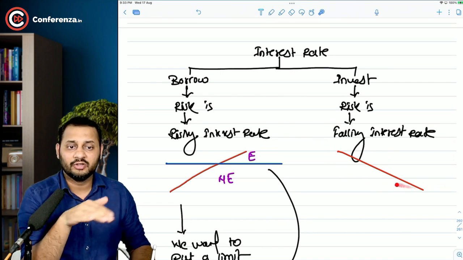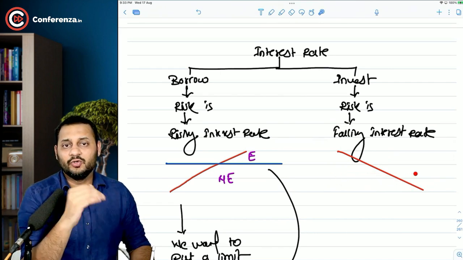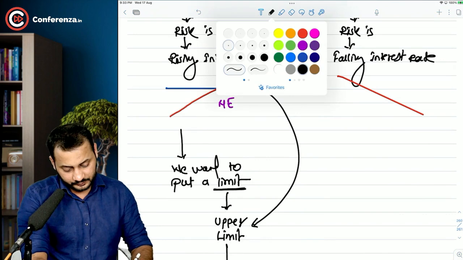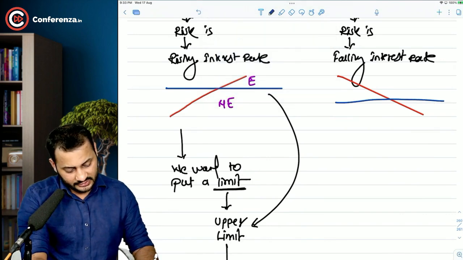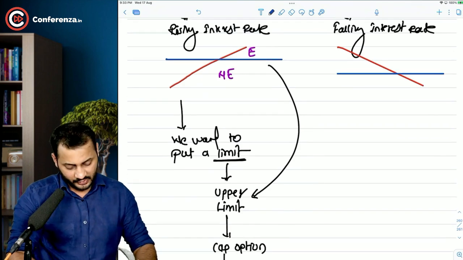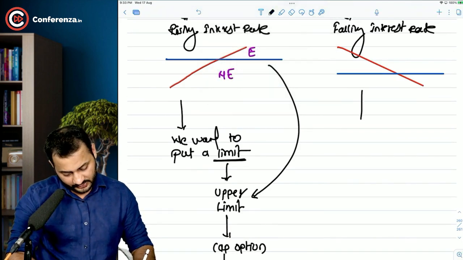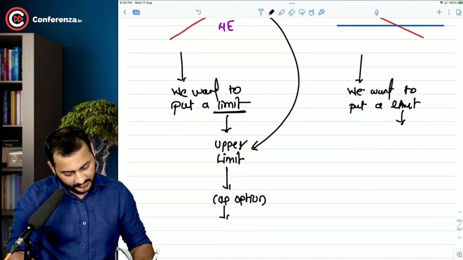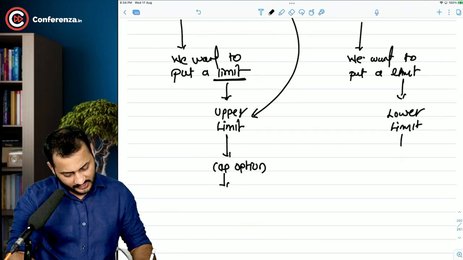You will put a limit on the lower side. On the lower side, you want to put a limit that the minimum the interest should be at this level. So let's put a limit here. What you want is that this much should be the minimum interest that I should get. Okay, so first let me write down what is going to happen. We want to put a limit again, but this time it will be on a lower side, lower limit, and this is called the floor option.